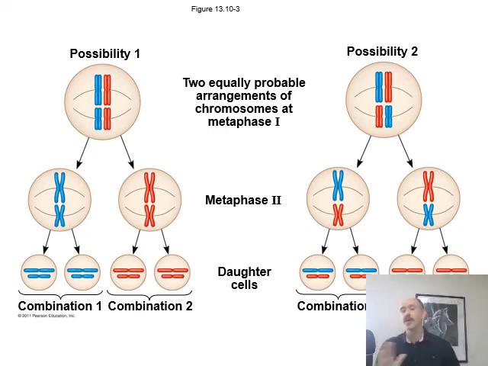We're not even worrying about crossing over here. Let me point that out. We're not worrying about crossing over at all in this figure. We're going to pretend it doesn't exist for now, and we're just going to look at independent assortment, okay? So thanks to independent assortment, there'd be 4 gametes produced.